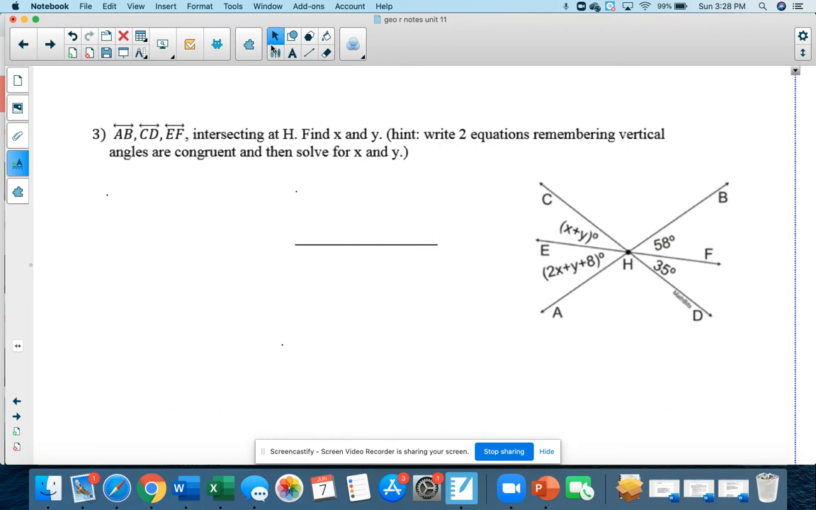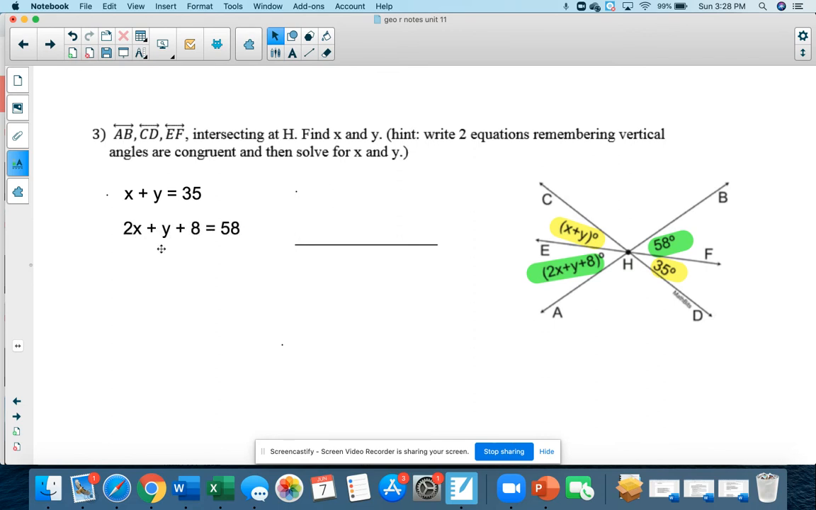Now these are vertical lines. Remember vertical angles, these are vertical, not vertical lines, vertical angles. Vertical angles are equal to each other. So these angles right here are vertical angles, they're equal to each other. And 2x plus y plus 8 is equal to 58. So the rule that we learned this year in geometry is that vertical angles are congruent. So I'm going to write 2 equations. First one is x plus y equals 35. And the second one is 2x plus y plus 8 equals 58.